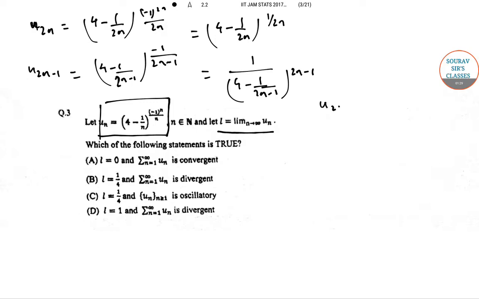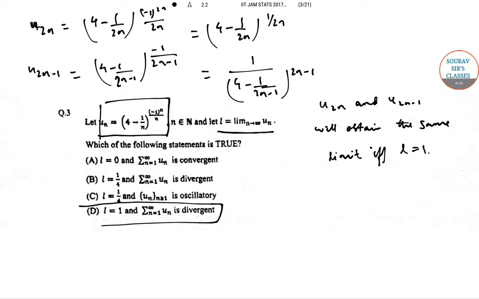Now u2n and u2n minus 1 will obtain the same limit if and only if L is equal to 1. Hence, looking at the options, option D, that is L is equal to 1 and the series summation n is equal to 1 up to infinity un is divergent, is the correct option.